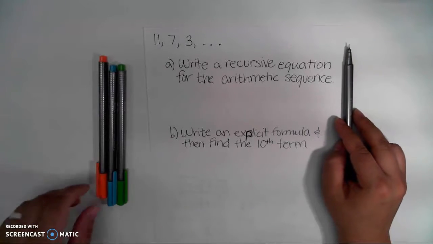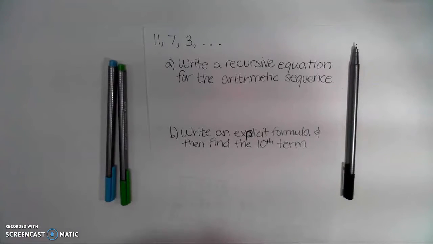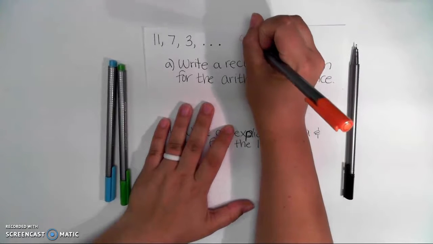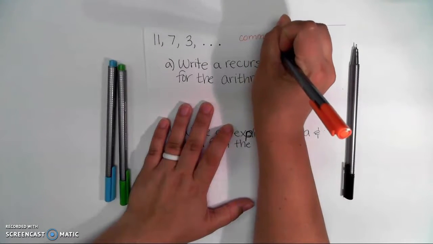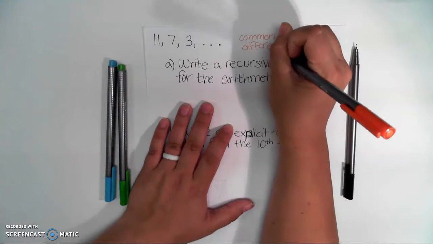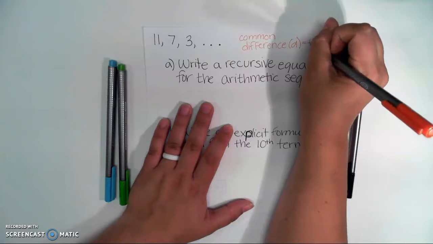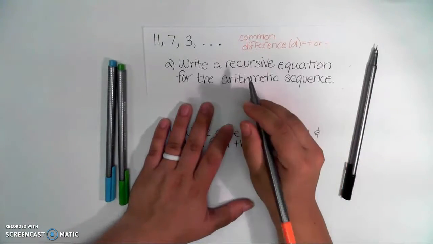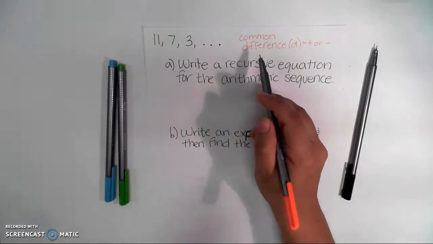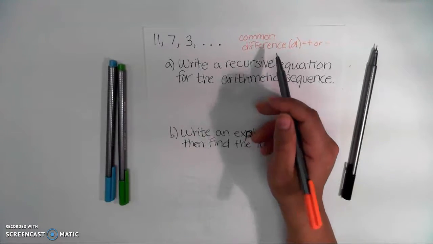So we're going to talk about arithmetic sequences. Arithmetic sequences always differ by a common difference. With common difference, we're talking here about adding or subtracting. So from one term to another, it's always adding the same number or subtracting the same number every single time.